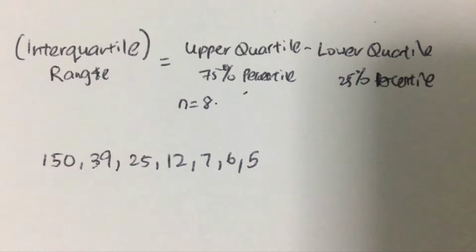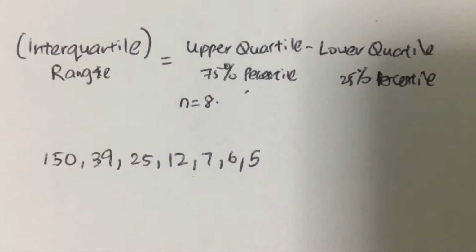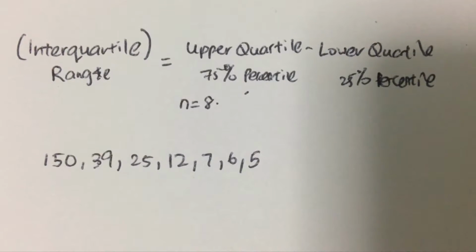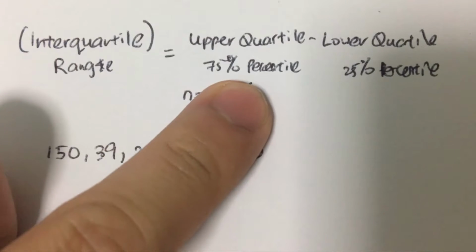Today I'm going to talk about finding the interquartile range. Before I find it, let me define what the interquartile range is. It's basically the difference between the upper quartile and the lower quartile. The upper quartile is basically the 75th percentile.